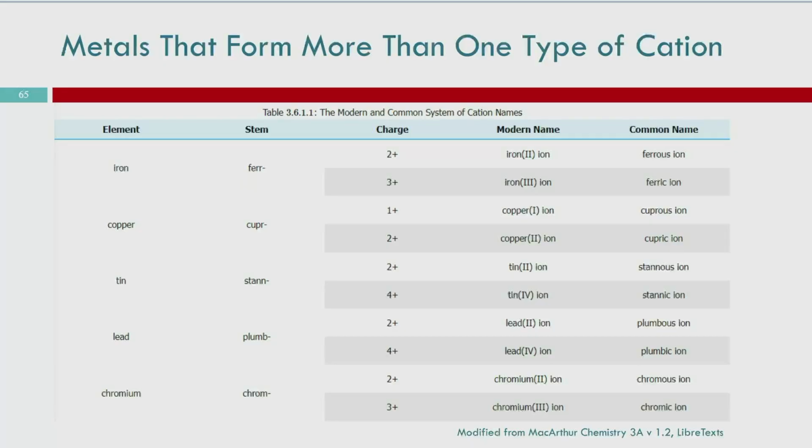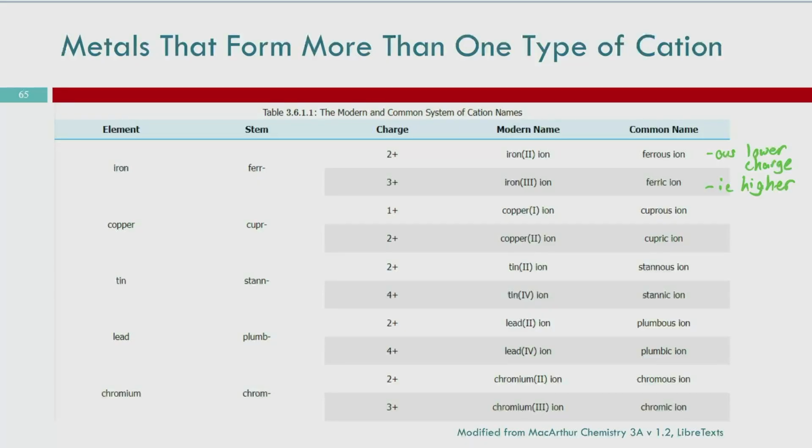Ferr is the start. If you've got a 2+ charge, the modern name is just iron(II) ion. Great, nice and easy. We know that it's a 2+ ion. The old name, the classical nomenclature, would be the ferrous ion. So Fe2+, ferrous ion. Fe3+, ferric ion. So we're using an older version of the name, and we're making the ending -ic for the higher charged one, or -ous for the lower charged one. So -ous is lower charge, -ic is the higher charge.